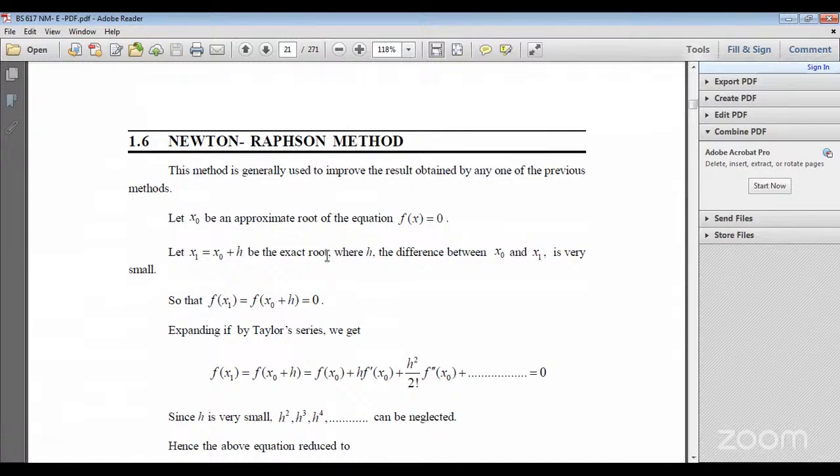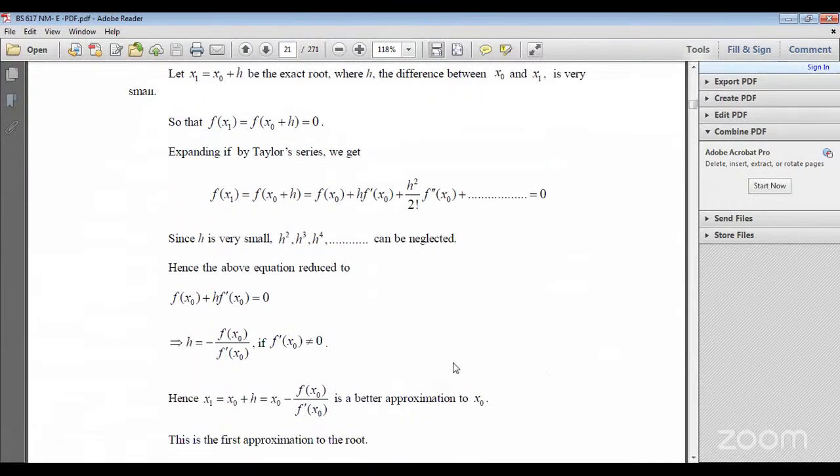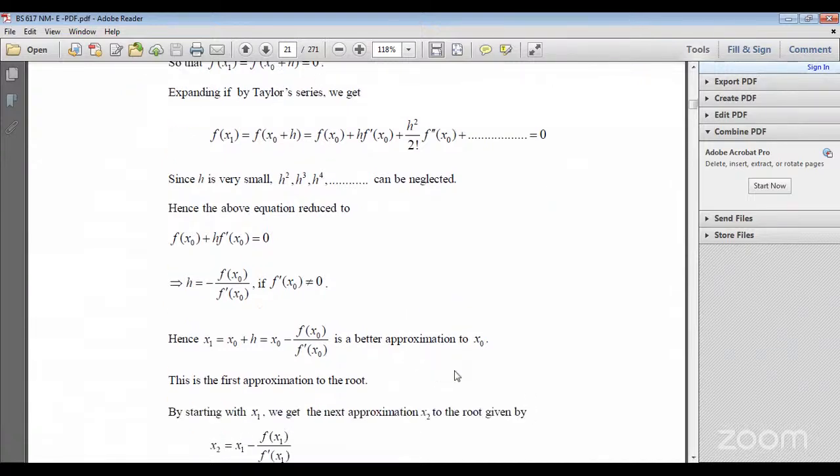Expanding it by Taylor series we get f of x1 is equal to f of x0 plus h f dash x0 plus h square by 2 factorial f double dash x0 and so on is equal to 0. Since h is very small, h square, h cube, h power 4 can be neglected. Hence, the above equation reduces to f of x0 plus h f dash x0 is equal to 0, which gives h equal to minus f of x0 by f dash x0.